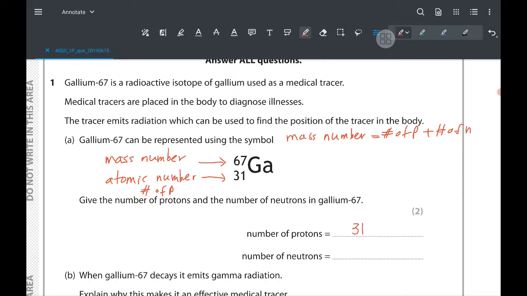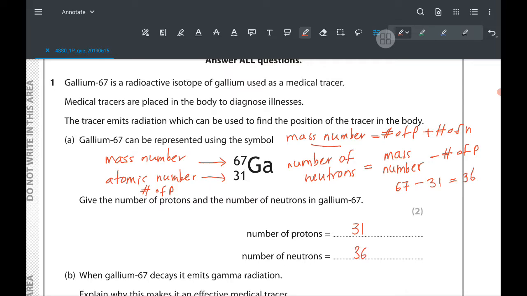Now to find out the number of neutrons, we have to use the mass number and the meaning of it. So I can rearrange this equation to say number of neutrons equals mass number minus number of protons. So the number will be 67 minus 31. My answer will be 36. So the number of neutrons is 36.